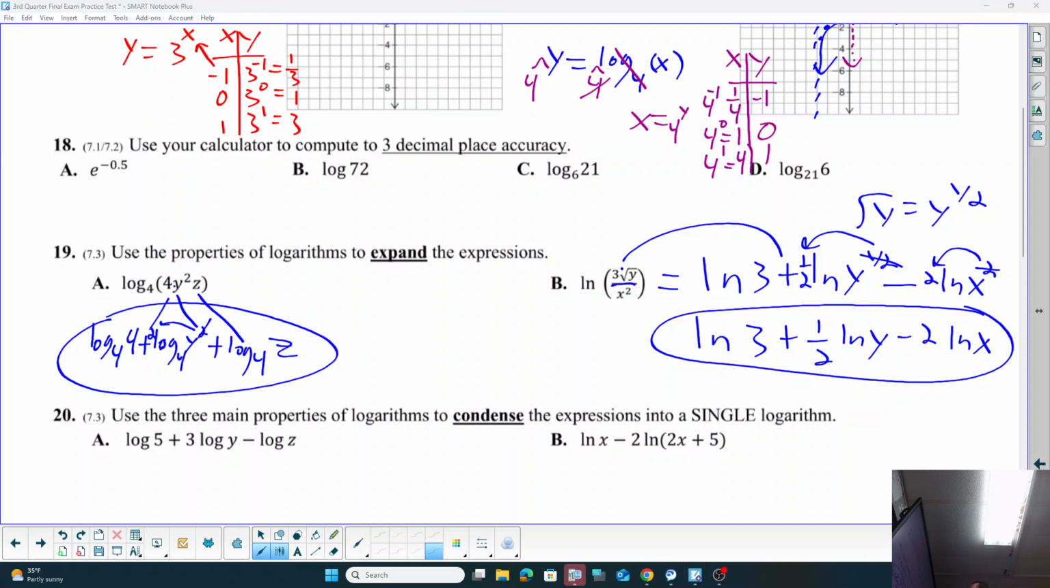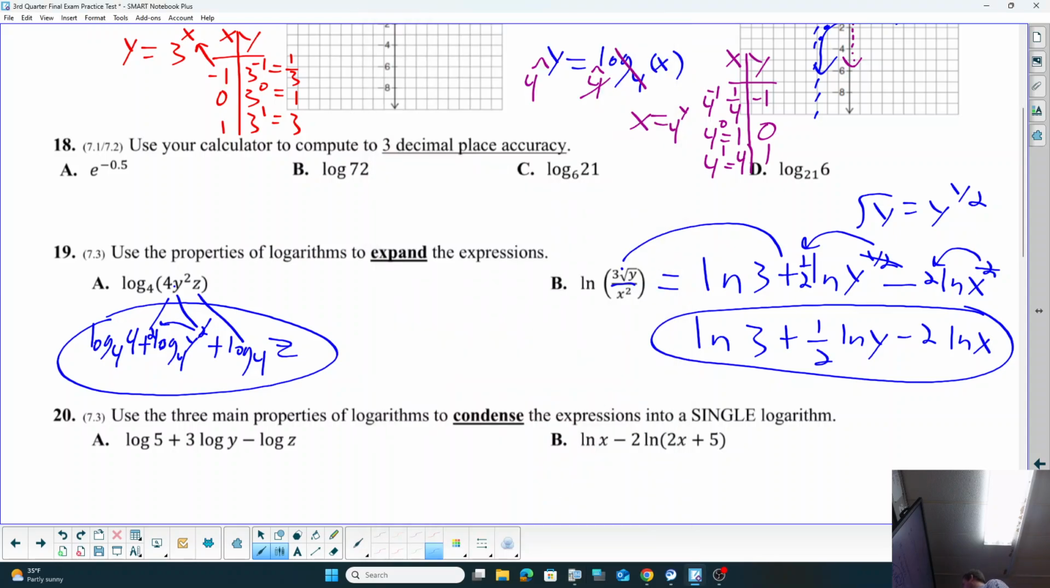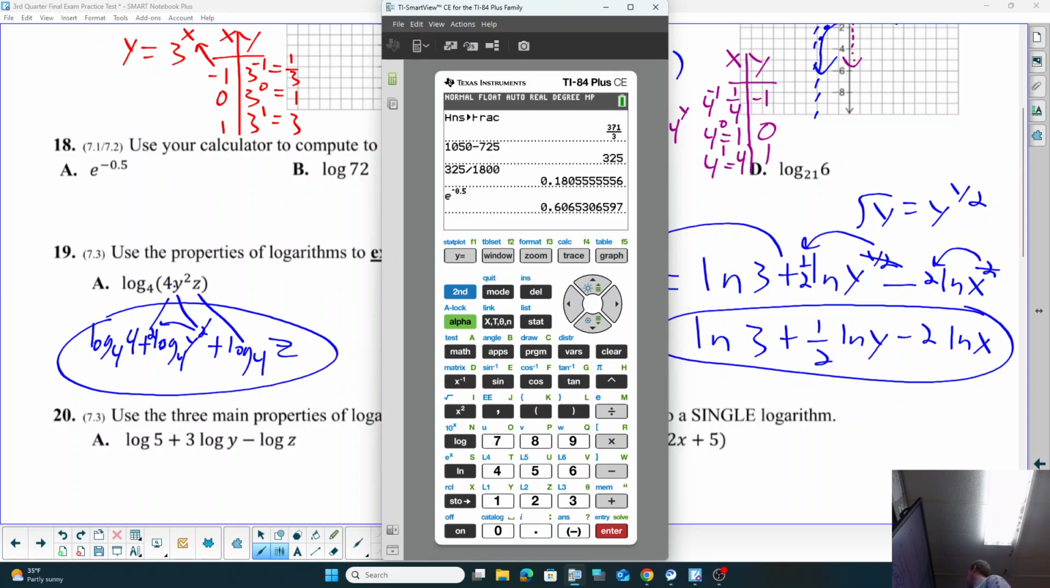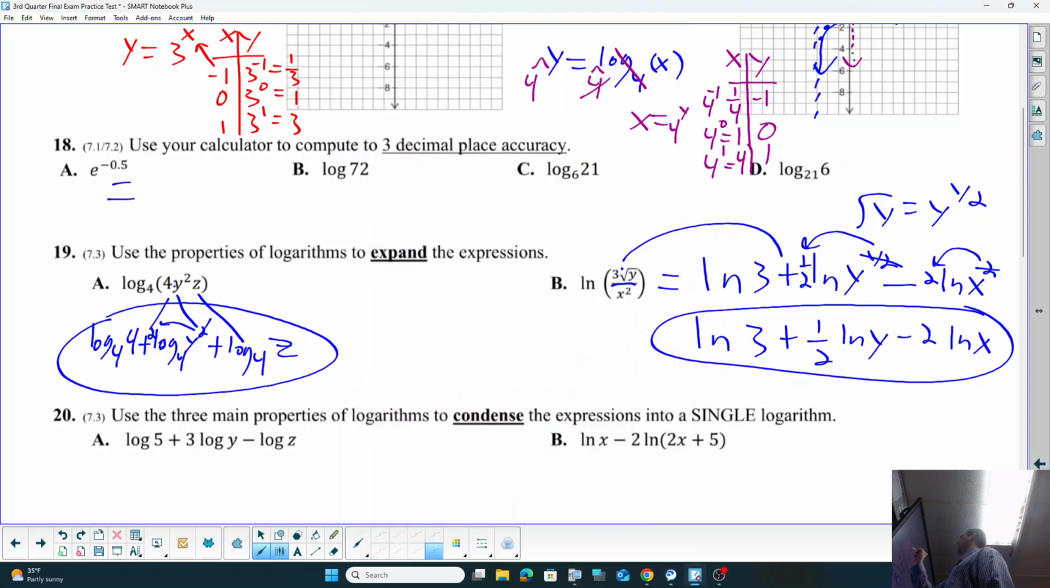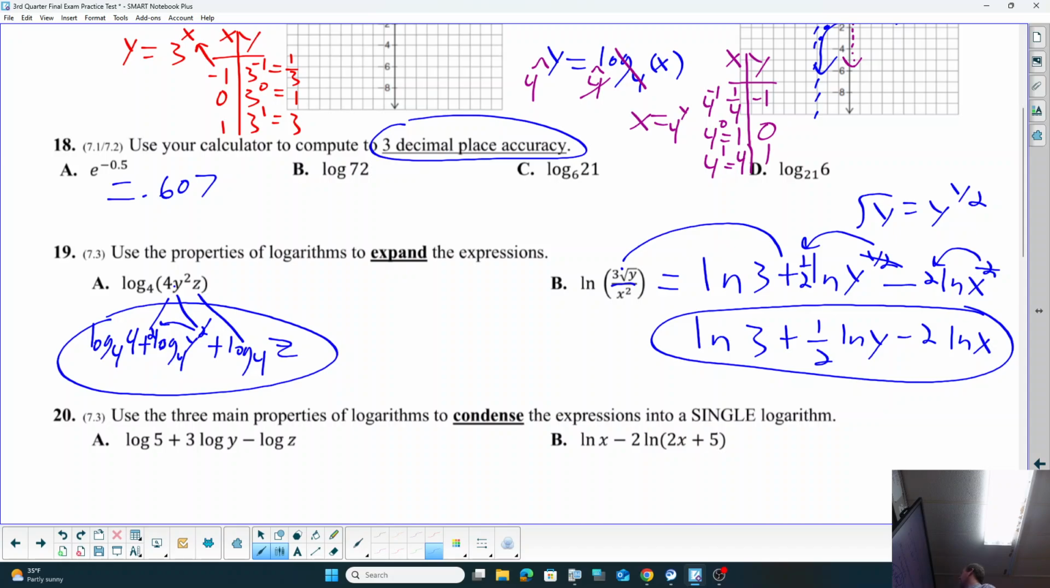Again, if you want to remember how to do this, for these ones, you go second e to the negative 0.5 power. There we go. So that's 0.6065, which to 3 decimal places would be 0.607. Then log 72, not bad. 1.857.